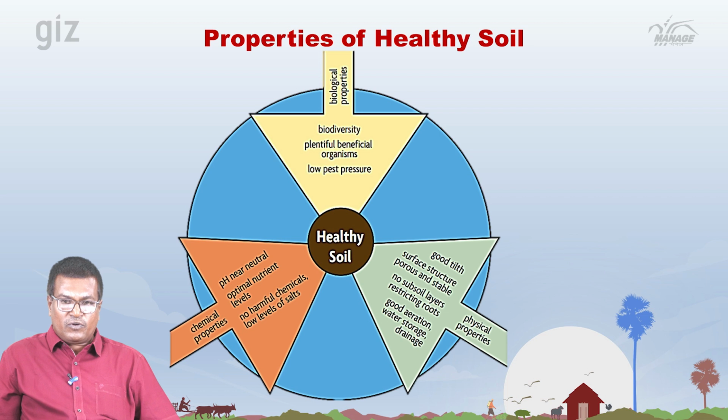So if you look at the biological properties, there should be many different kinds of organisms inside the soil. That is, biodiversity should be there inside the soil, and plentiful beneficial organisms should be there, and there should not be much pest pressure. Then we call that biological properties of the soil are good. We say now the soil is totally healthy because all three types of properties, physical, chemical and biological, are good.